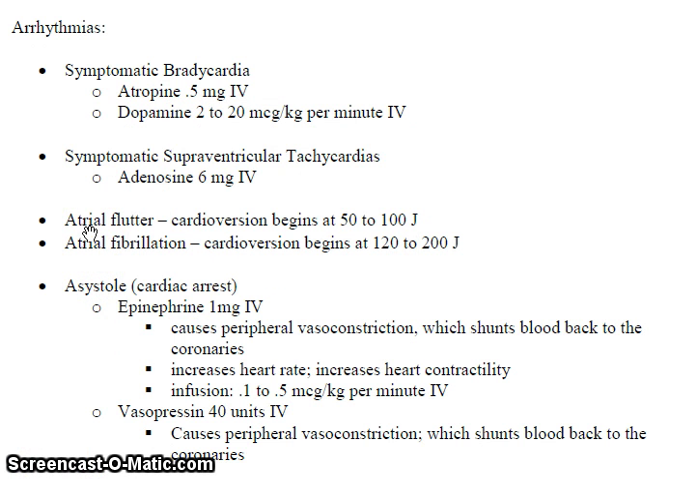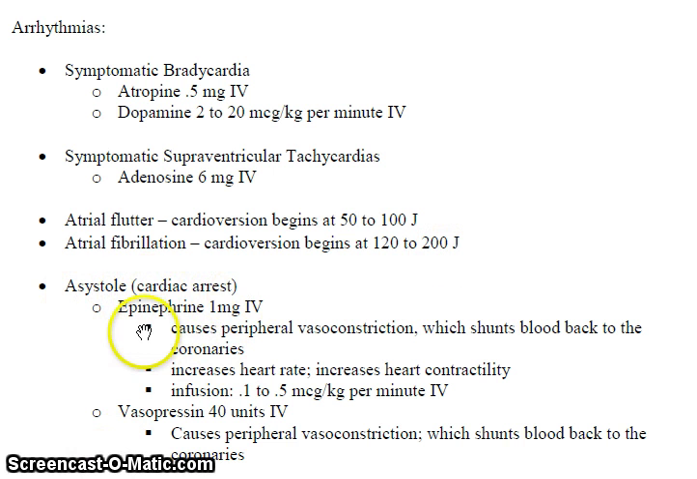Now we're going to talk about specific arrhythmias and the drugs used to treat them. So first we have symptomatic bradycardia. For that, you start with a dose of atropine 0.5 milligrams IV or dopamine 2 to 20 micrograms per kilogram per minute IV. The next one is symptomatic supraventricular tachycardias, and for that you would start with a dose of adenosine 6 milligrams IV. Atrial flutter would require cardioversion, and you will begin at 50 to 100 joules, whereas AFib requires 120 to 200 joules.